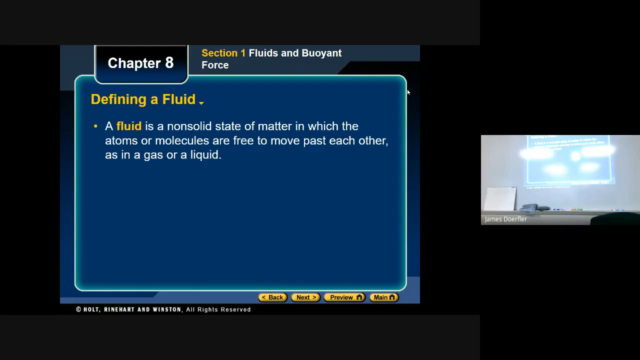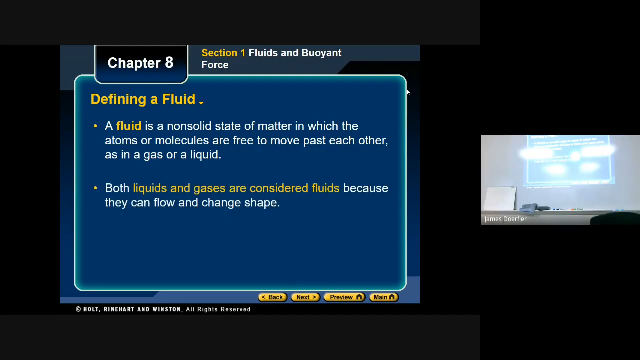A fluid is a non-solid state of matter in which the atoms or molecules are free to move past each other. So a fluid consists of both liquids and gases based on this definition. Since they can flow and change shape, they are all considered fluids. However, as we know from probably middle school, liquids have a definite volume and gases do not.